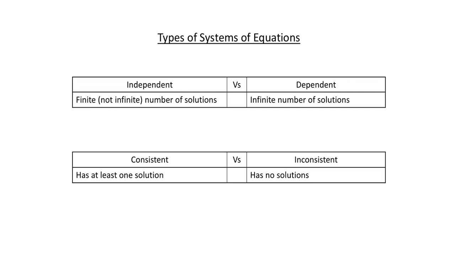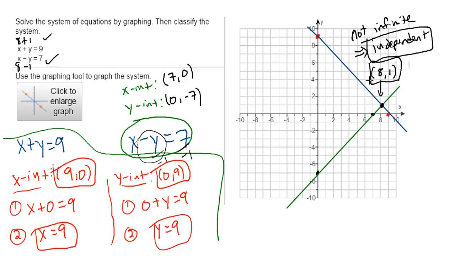So going back to our last example, we have one solution, so we did have a solution, so it is consistent. It's only inconsistent if there are no solutions. We have a solution here, and so it is consistent. All right, so for independent versus dependent, you want to see, is it infinite or non-infinite? For consistent versus inconsistent, you want to see if there are solutions or if there are no solutions at all.